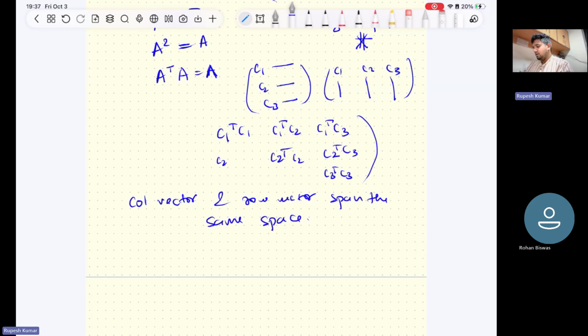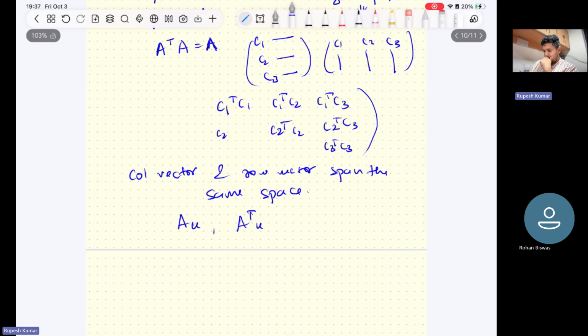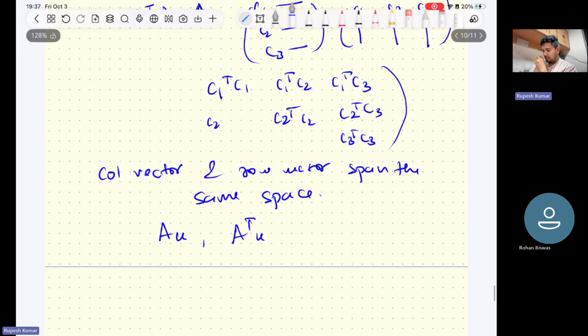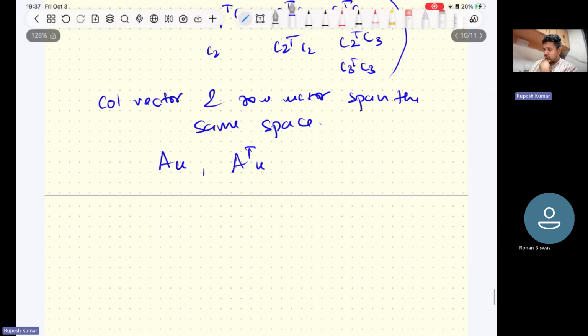Then when you do the matrix product A into U or A transpose into U, what happens here is, with A transpose U, it's not inherently clear what is happening, but AU is basically a linear combination of columns. So let me see if I can find something quickly.